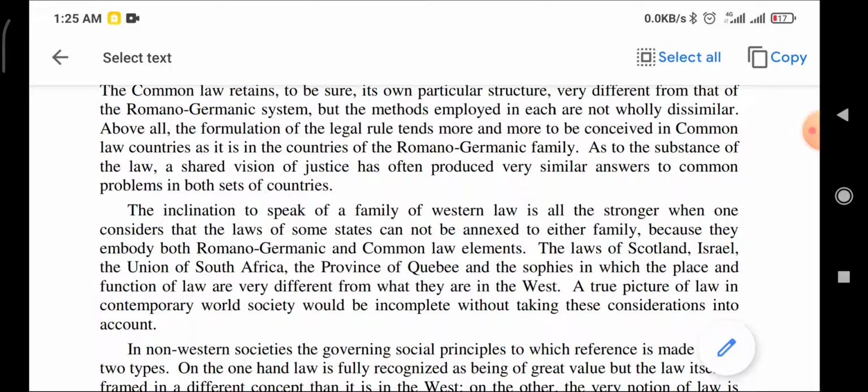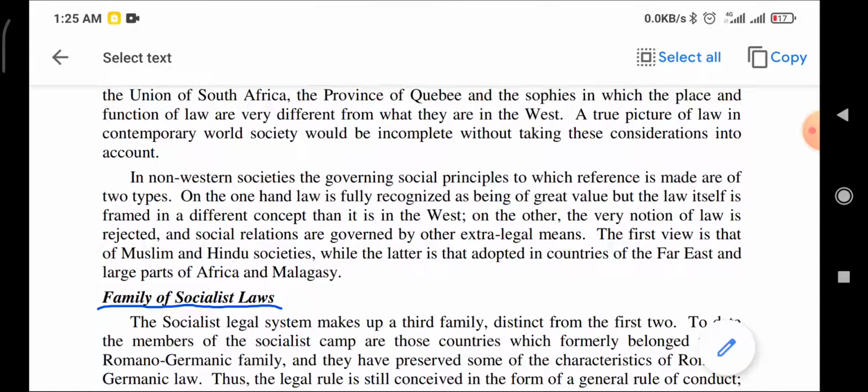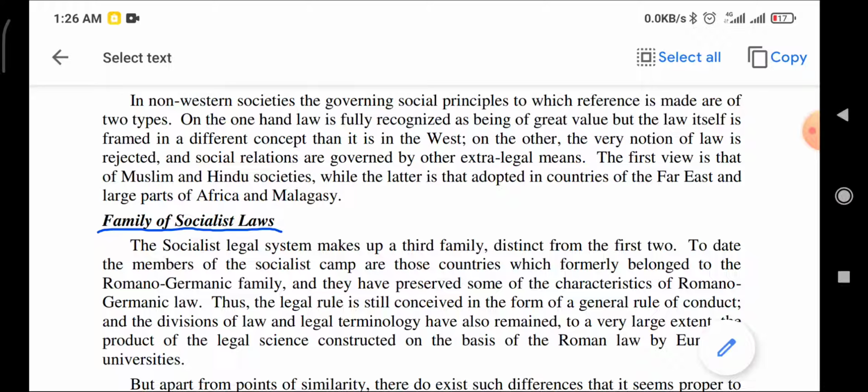In non-Eastern societies, the governing social principles to which reference is made are of two types. On the one hand, law is fully recognized as being of great value, but the law itself is framed in a different concept than it is in the West. On the other, the very notion of law is rejected, and social relations are governed by other extra-legal means. The first view is that of Muslim and Hindu society, while the latter is that adopted in countries of the Far East and large parts of Africa and Malagasy. Then the third family: socialist laws.